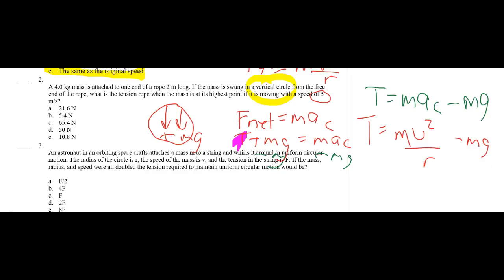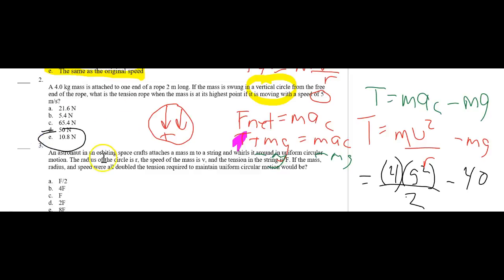Now, from here I can plug the numbers in. This is 4 kilograms. The velocity is 5 squared divided by the radius, which is 2, minus mg, which is 40, mass times 10, and by doing this math you will get E, 10.8.